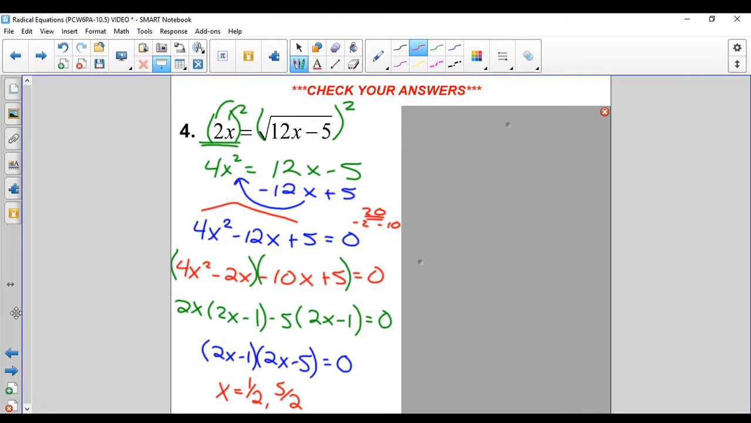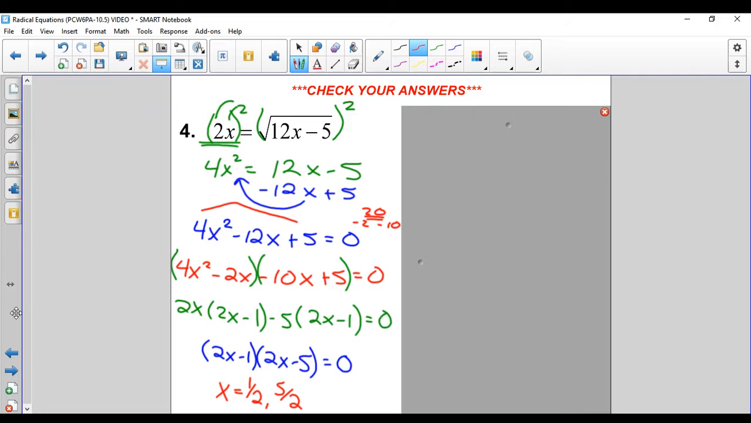Now, these are possible answers. Check it out with the original problem here. So you plug both of these into the left side. They're positive still. That's a good sign. I cannot have a radical set equal to a negative. So if you had a radical and the left side was negative, that answer wouldn't work. We're okay here so far. Left side checks out.